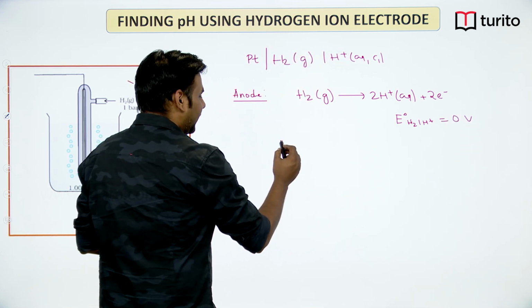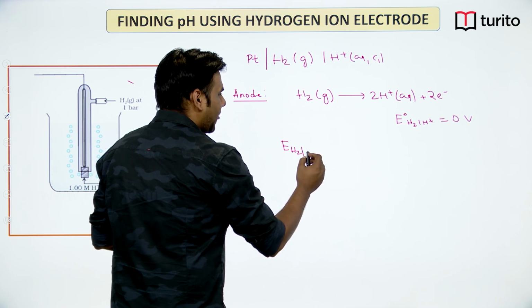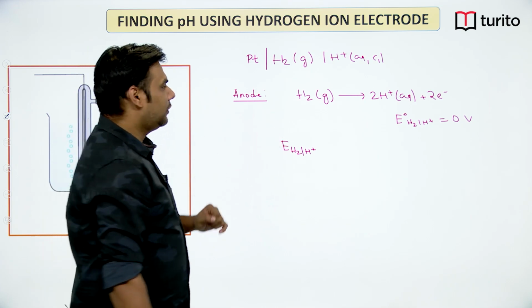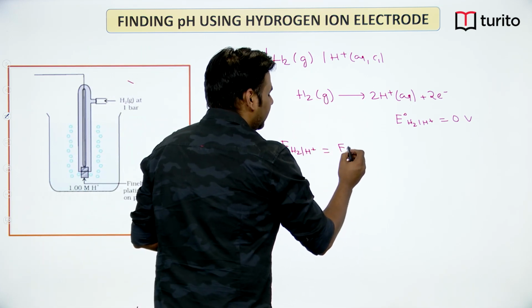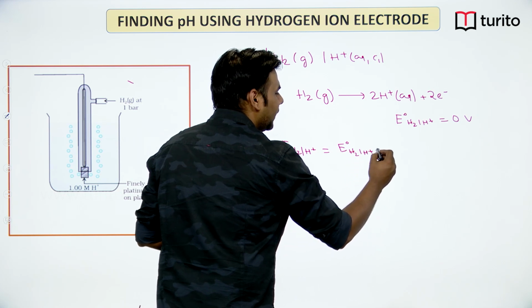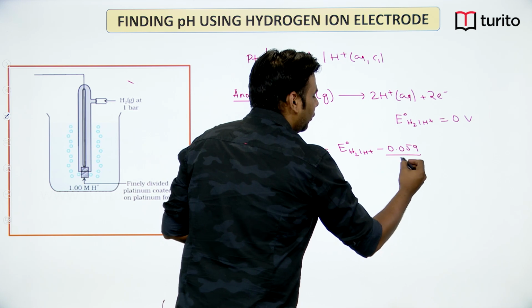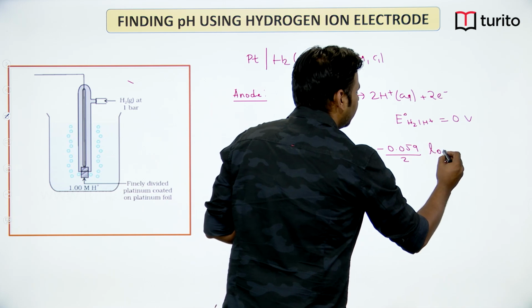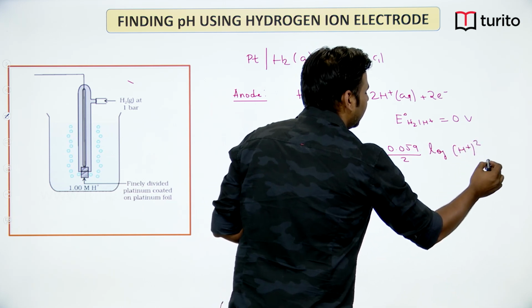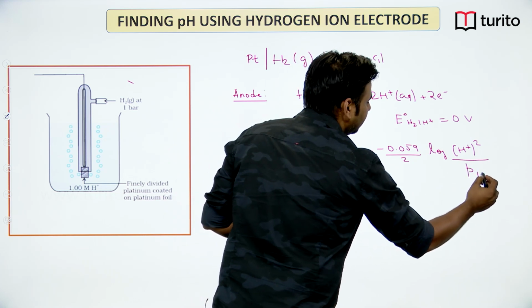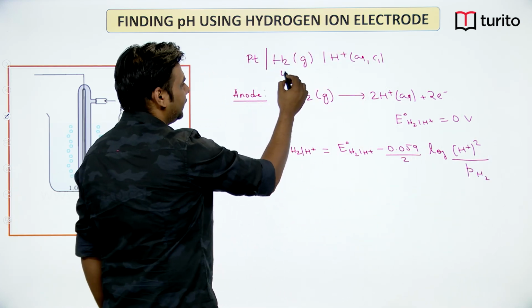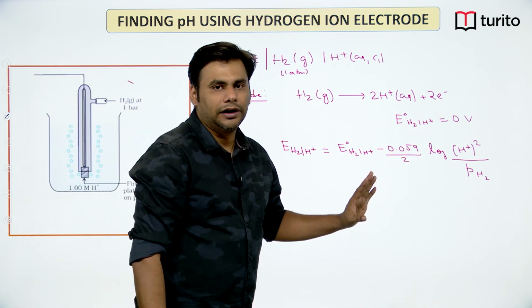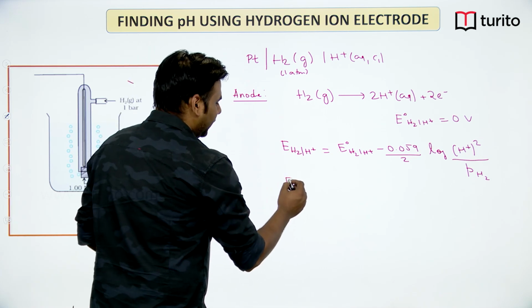Okay, so the EMF or the oxidation potential of this electrode would be E naught H2/H plus minus 0.059 upon 2, because again the number of electrons changed is 2, into log of H plus concentration whole square divided by partial pressure of hydrogen. Now again, the partial pressure of hydrogen, say we have taken as 1 atm. If it is not 1 atm, then we have to find accordingly. So I hope that is easily understood now.